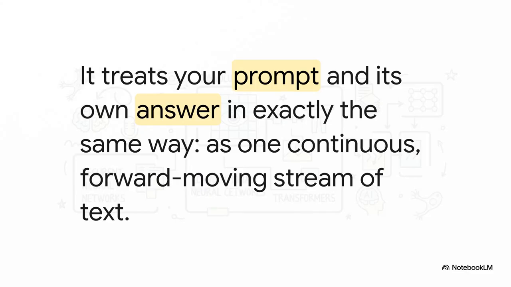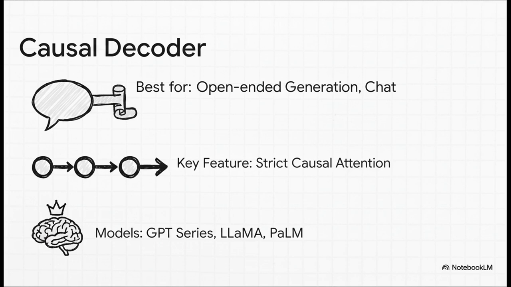And what's so fascinating about this is that the model treats your prompt and its own answer as the exact same thing, just one long continuous stream of words. So when it's trying to predict the very next word, it just looks back at everything that came before it, no matter if you wrote it or it did. This strictly forward-looking approach is exactly why it's so good at things like open-ended generation and chatbots.